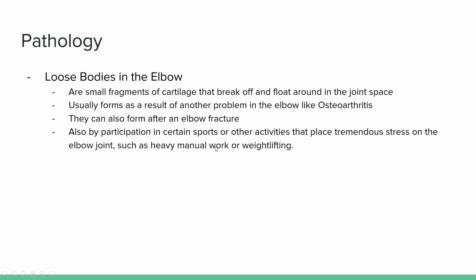So now to move on to loose bodies in the elbow. The pathology behind this is they are small fragments of cartilage that break off and float around in the joint space, usually formed as a result of another problem like osteoarthritis or osteochondritis dissecans. They can also be formed after an elbow fracture, or a dislocation can also cause a loose body in the elbow. Also by participation in certain sports or other activities that put tremendous stress on the elbow joint, like heavy manual work or weightlifting.